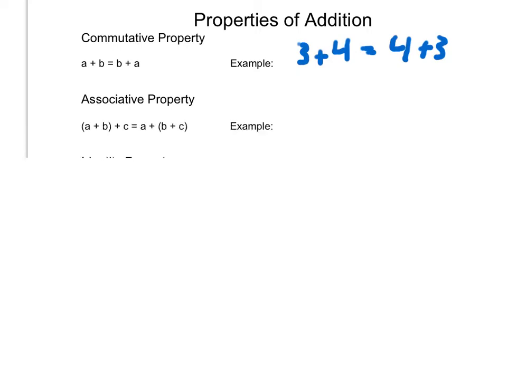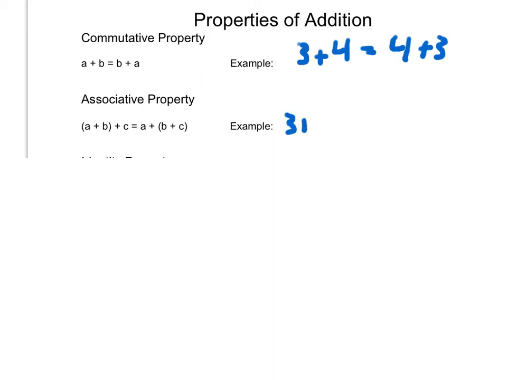What the associative property says is that the order in which I add things does not matter, so how I group them doesn't matter. In this scenario where I'm adding three numbers, a, b, and c, I could add a plus b first and then add c, or I could add b plus c first and then add a, and it doesn't change the sum. Okay, so again, let's look at an example here.